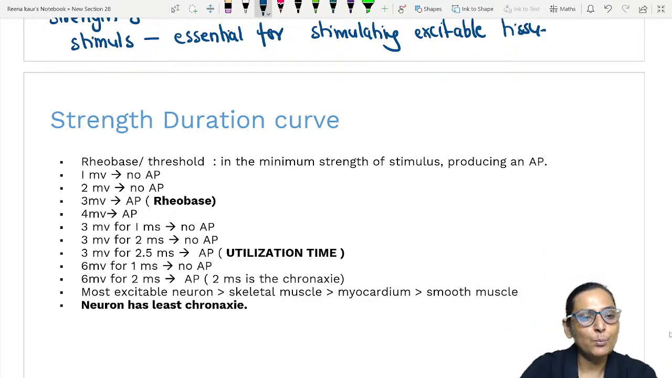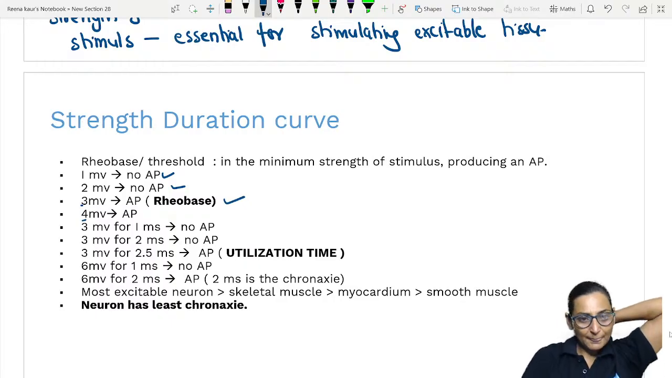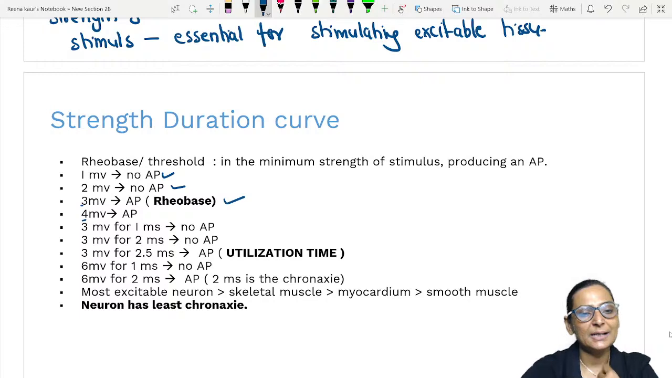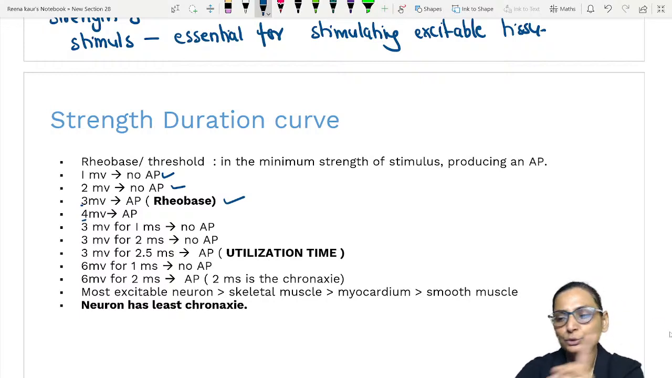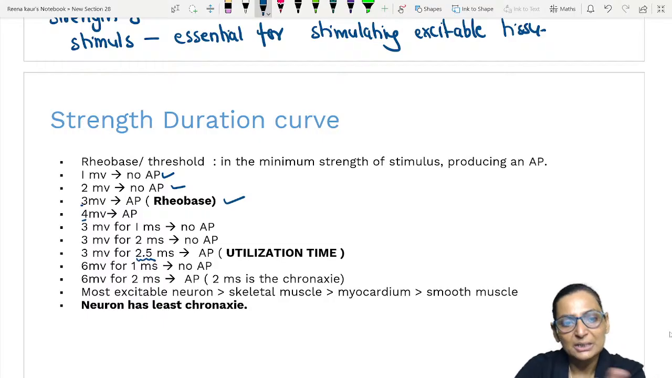नाउ सपोज देयर इज 1 मिलीवोल्ट का स्ट्रेंथ, नो एक्शन पोटेंशियल, 2 नो एक्शन पोटेंशियल, बट with 4 you are getting action potential. That means the minimum strength of stimulus which was needed over here is 3 millivolt and that is called as Rheobase. Right? Now if this 3 millivolt is allowed to pass for 1 millisecond, no action potential. 2 millisecond, no action potential. But if you allow the 3 millivolt to pass for 2.5 millisecond duration, action potential is produced. So what is 2.5 millisecond?